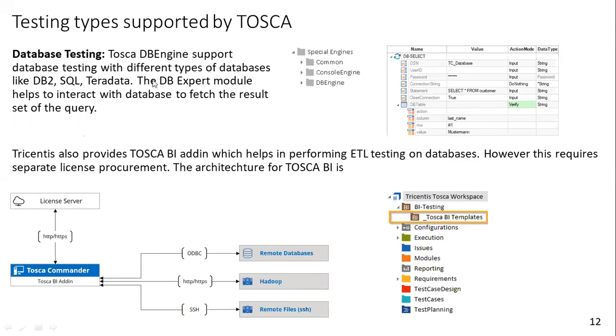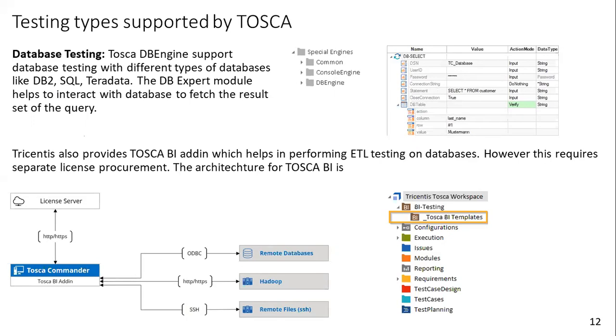And then there are different types you can use, like DB2, SQL, Teradata, anything. All you need is a connection string. You just fire a query, and based on the query, you get the data in the form of rows and tables. You find out the data.